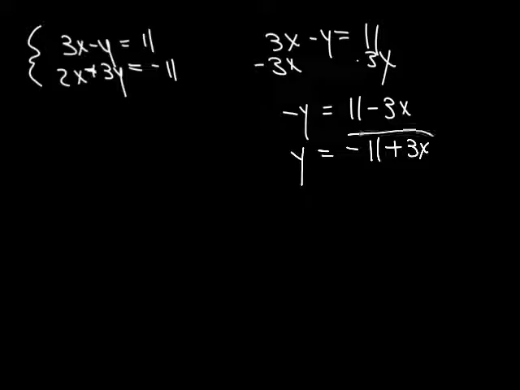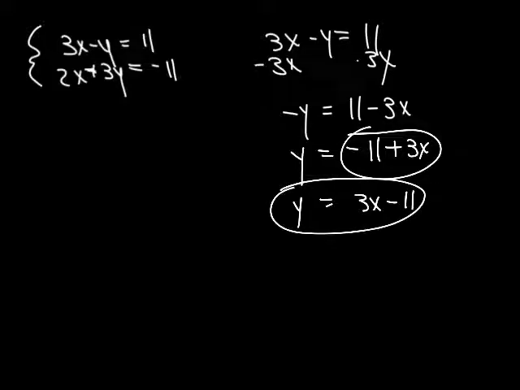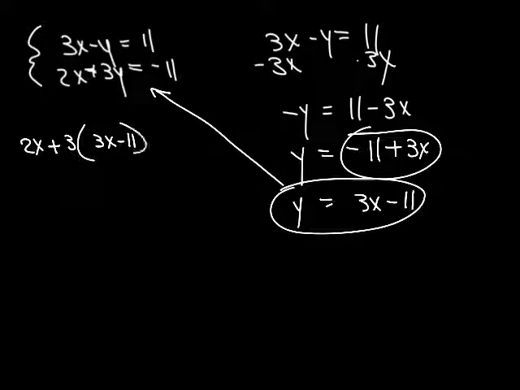This doesn't have any fractions. That looks a lot better. In fact, I'm going to switch it around to make it 3x minus 11, which you can do as long as you drag the signs along with it. Now I'm going to look at the second equation, and whenever I see a y, I'm going to put a 3x minus 11 in its place. Now I have one variable, an x. It appears twice, but I have one variable and one equation.